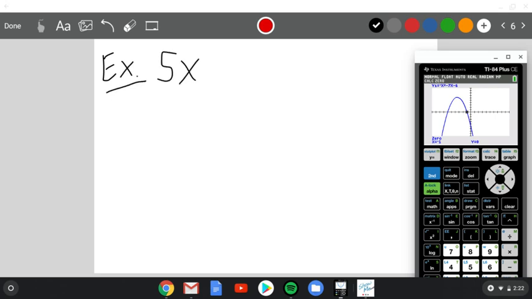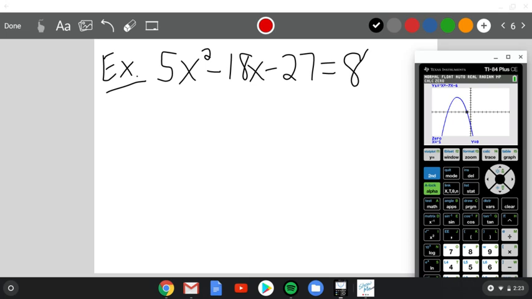5x squared minus 18x minus 27 equals 8. So this one's not quite ready to go. Look at that for a minute and see if you can think what's going on with that, why we're not quite ready. And the reason is that it's not set equal to 0.